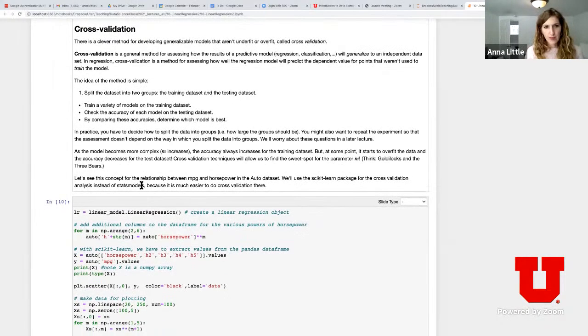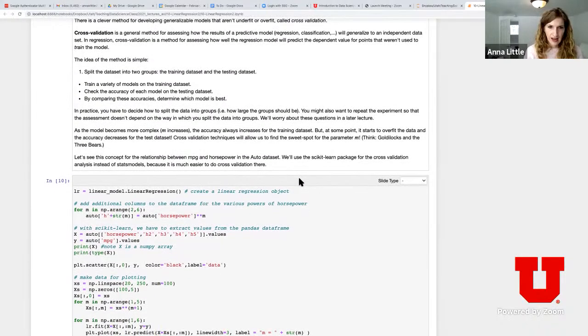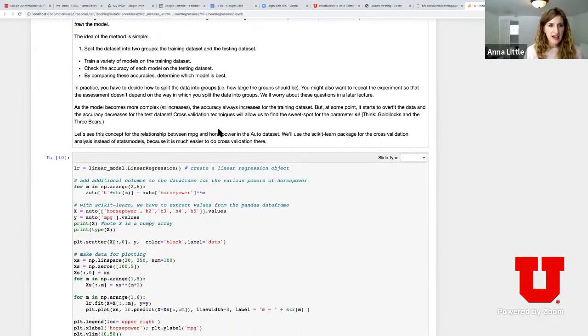As the model becomes more complex, as M increases, the accuracy always increases for the training data set, but at some point it starts to overfit the data, and the accuracy will decrease for the test data set. So cross-validation allows us to find the sweet spot, or how we pick, for example, that parameter M in this example on the auto data set. Let's take a look specifically at the data set and see how we can use the cross-validation functionality in the scikit-learn package in order to select the best model.